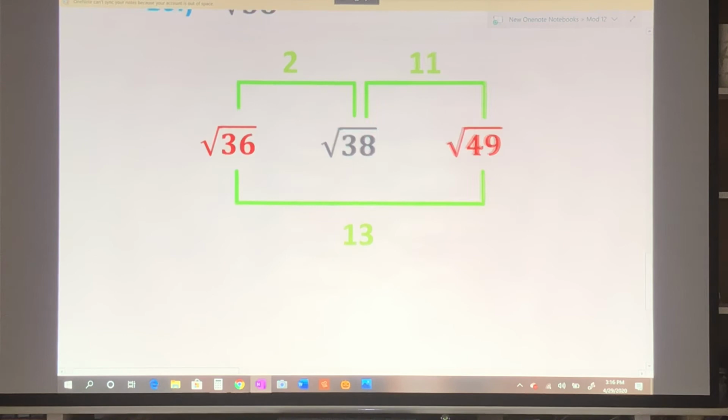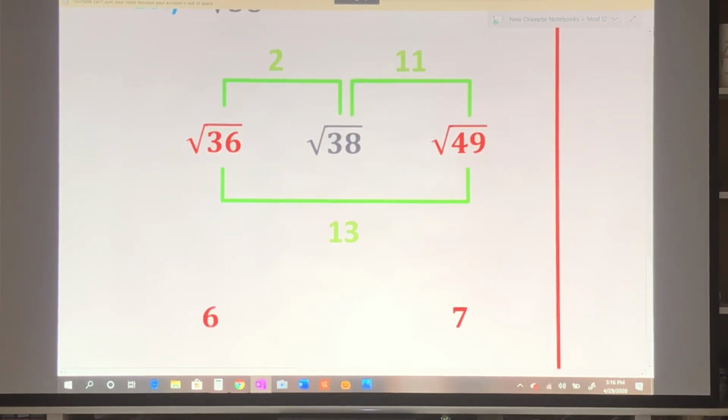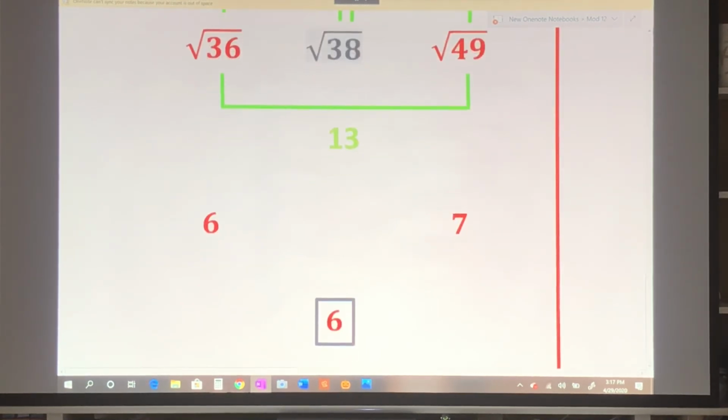Okay, so that's why I do these numbers, because they want to know which one it is closer to. Well, from 36 to 38, it's plus 2. From 38 to 49, it's plus 11. And the whole distance from 36 to 49 is plus 13. And if I add up the distance from 36 to 38 and from 38 to 49, yeah, it's the same as this. Which one is it closer to? It's right next door to 6. 2/13 would be 6.1, 6.2, somewhere in there. And I had 6 for my answer.